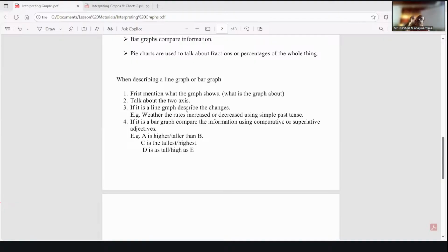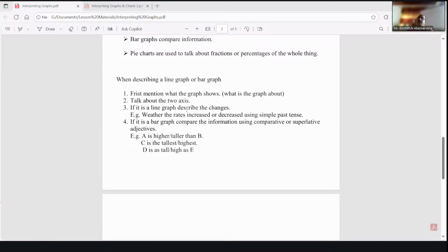But to talk about the topic, what the graph is about, present tense. And also to talk about the two axes, present. Why? Up to this point, it is the present thing, what we can see on the sheet. But when we talk about changes, we have to use simple past tense. Increased, decreased, went down, remained constant, and also fluctuated. So these are the things we need to discuss here.